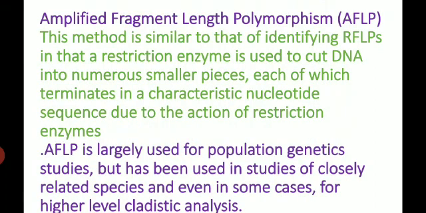Then the second molecular marker, AFLP. The AFLP means amplified fragment length polymorphism. This method is similar to that of identifying RFLP in that a restriction enzyme is used to cut DNA.